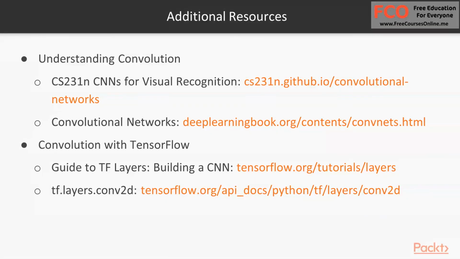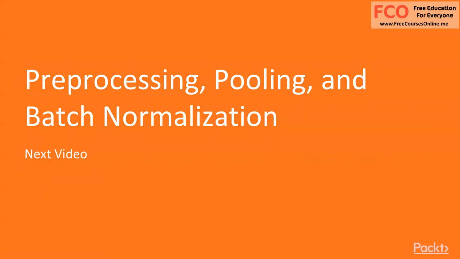As always, make sure to read the links here for an in-depth look at the topics covered today. Next up, pre-processing, pooling, and batch normalization. There we'll walk through the details of preparing images for consumption by a neural network, and also a couple of tricks to use in nearly all convolutional neural networks.